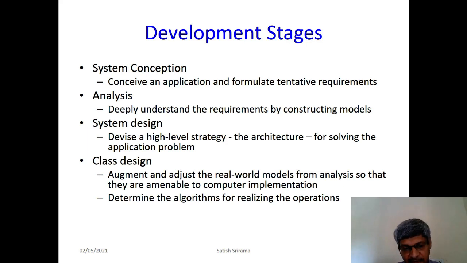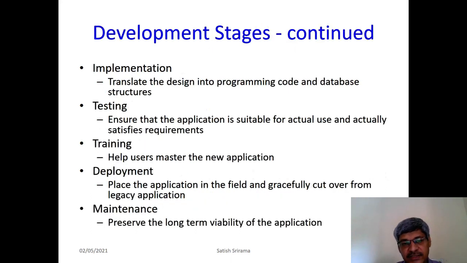Then comes the class design stage. We have to augment and adjust the real world models from the analysis so that they are amenable to computer implementation. Earlier we prepared these sort of models, and now they must be made applicable for the implementation stages. We also have to determine the algorithms for realizing the operations. This is what the class design stage deals with. Then comes the implementation stage, where we translate the design into programming code and database structures. This is also another very important stage in the software development process.